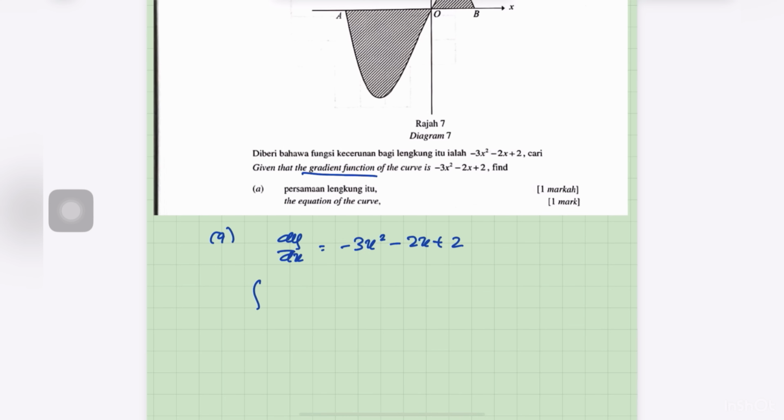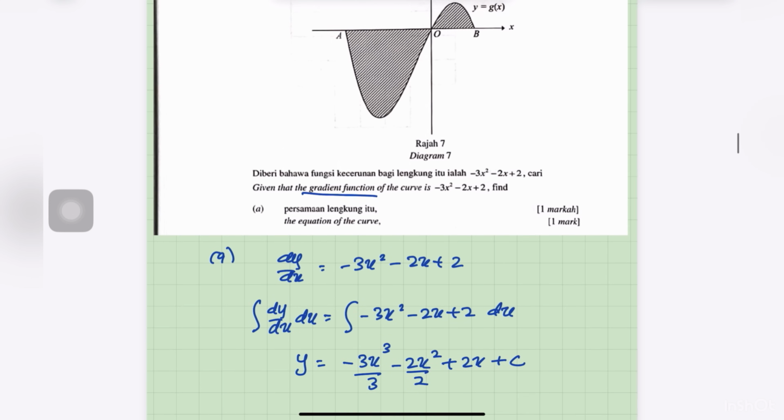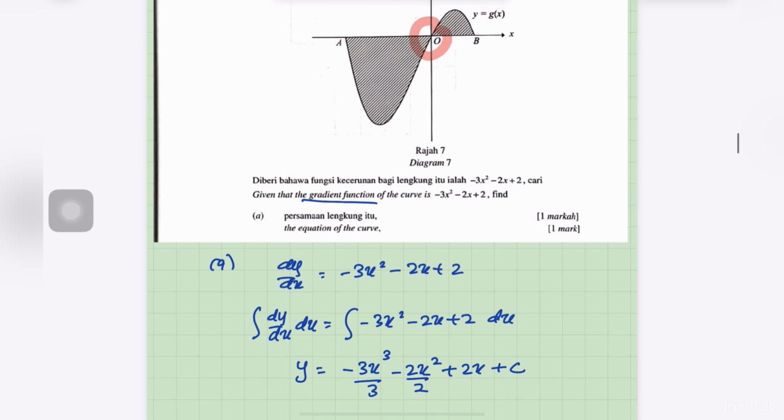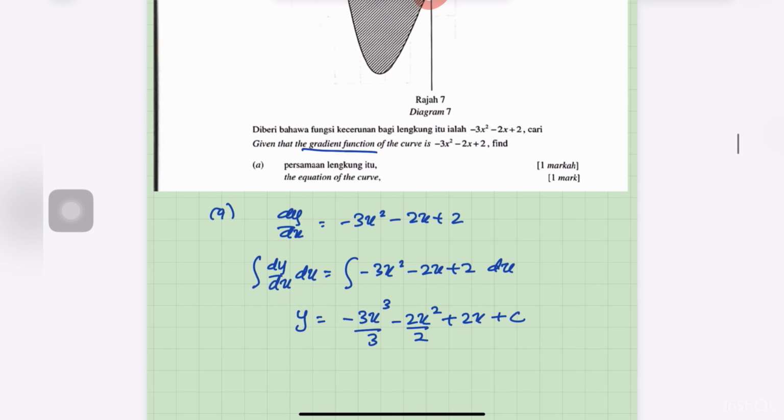Okay, so this one integrate dy/dx with respect to x. Kanan pun integrate negative 3x squared minus 2x plus 2 with respect to x. Okay, so integrate dy/dx is y. Integrate yang ni dapat negative 3x cubed over 3 minus 2x squared over 2 plus 2x plus c. Okay, c is y-intercept. Kalau kita tengok gambar kat sini, dia punya intercept is 0. Okay, so then kita boleh teruslah substitute 0 ataupun kita gantikan y0, c0 lah.